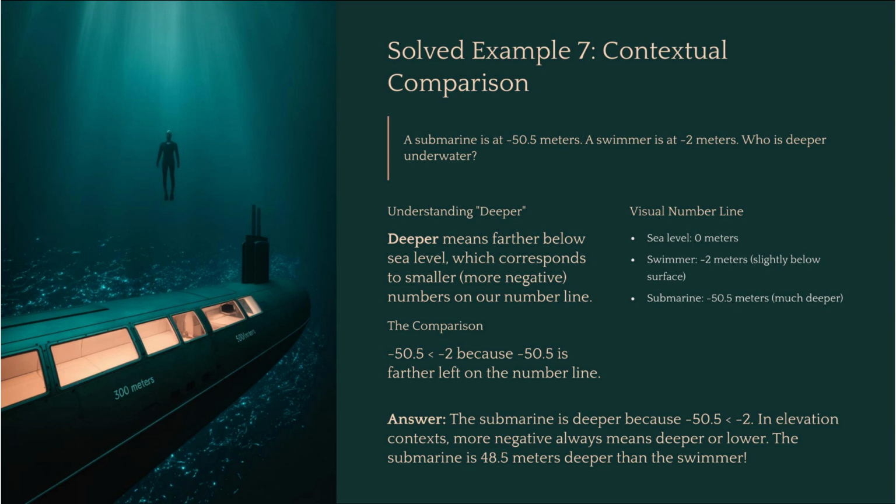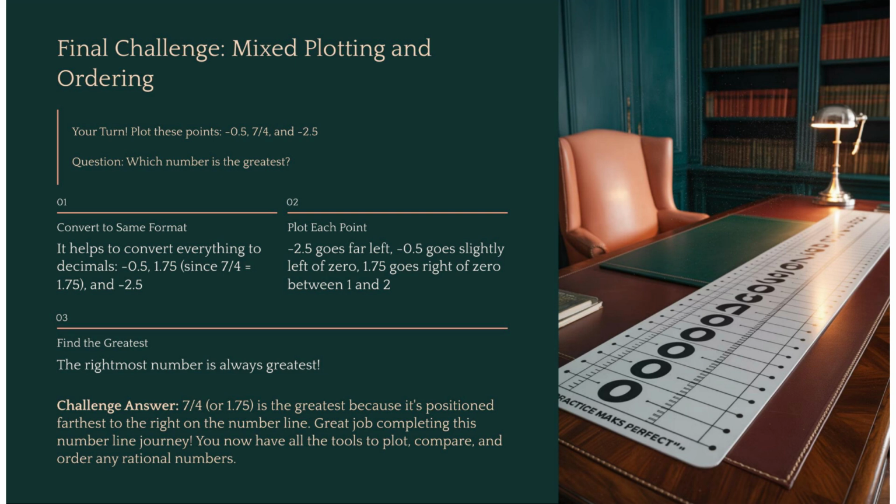Let's use the number line rule for example 7. A submarine is at -50.5 meters. A swimmer is at -2 meters. To find out who is deeper, we look for the lesser value. Since -50.5 is farther to the left, down, it is the lesser number. The comparison is -50.5 is less than -2. The submarine is deeper.